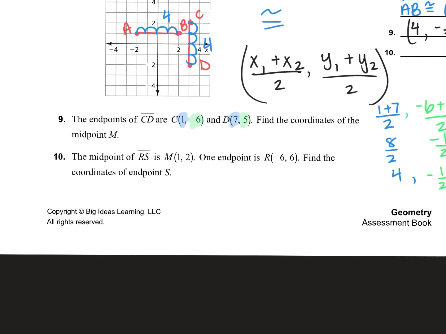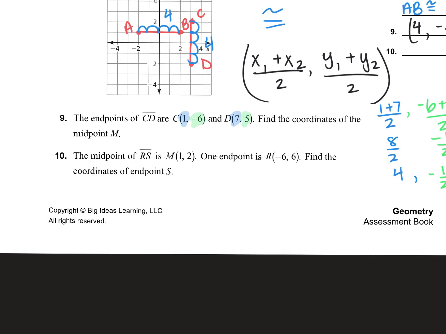They're already giving me my midpoint. I am solving for one endpoint. So we're still using our midpoint formula. I'm just going to have an X and a Y somewhere. Remember, the midpoint formula means you're solving for the midpoint. If they're giving me the midpoint, I'm going to set it equal to whatever my midpoint was.